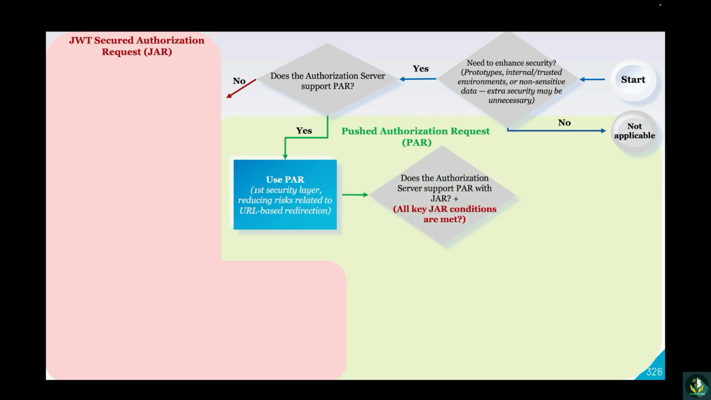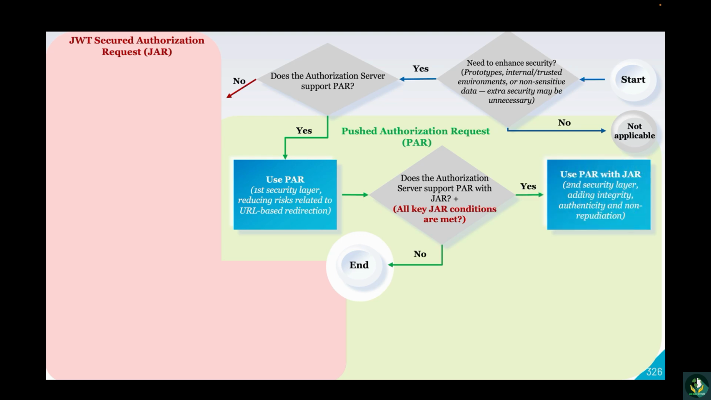We then check whether the authorization server supports PAR with JAR, and more importantly, if all the key JAR conditions are met. I'll go over these key conditions and considerations shortly. If JAR isn't supported or the conditions are not fully satisfied, we end here with just PAR. If JAR is supported and all key conditions and considerations are met, we can use PAR with JAR as our second security layer, which adds integrity, authenticity, and non-repudiation to the flow, while also mitigating URL links and redirection risks.